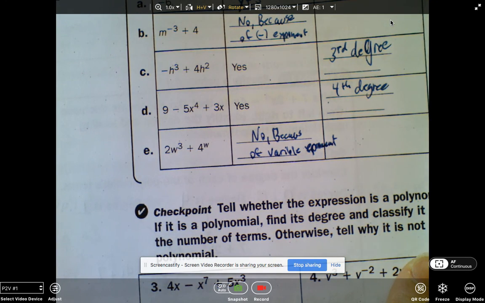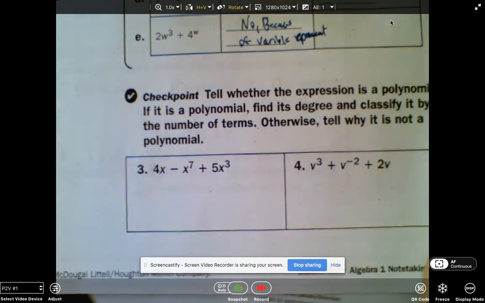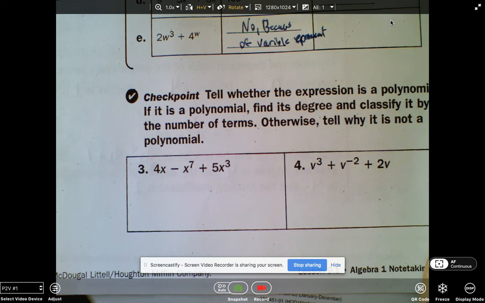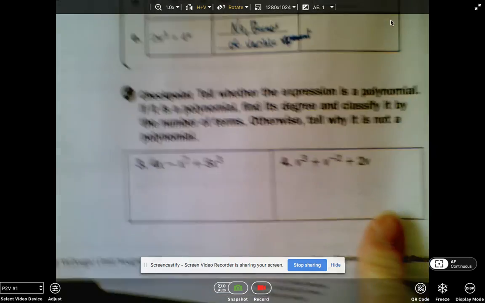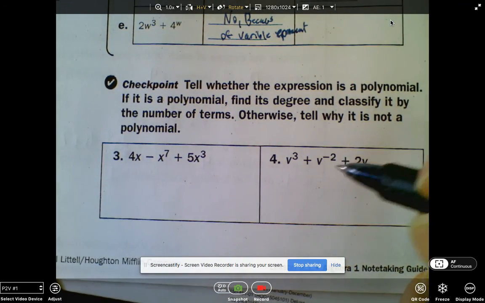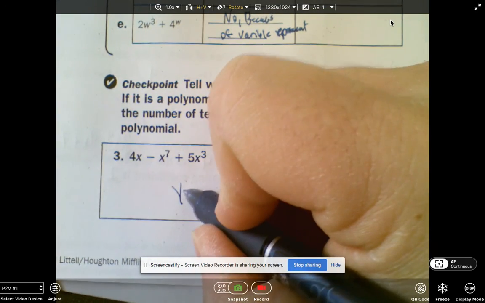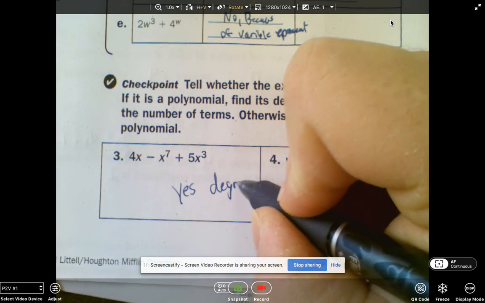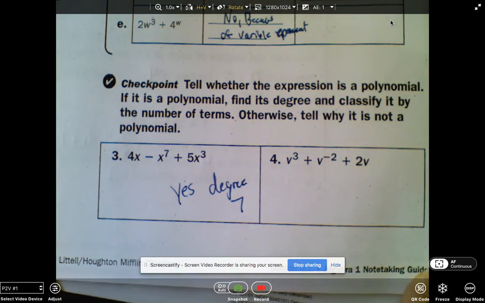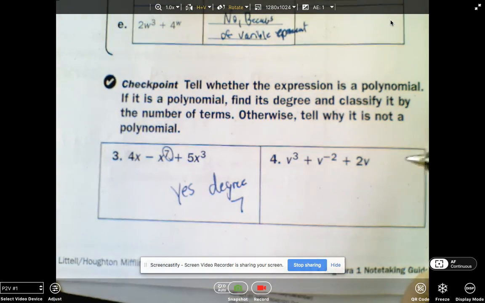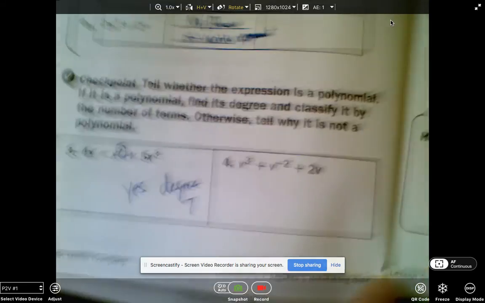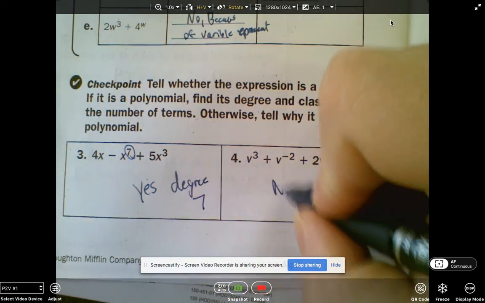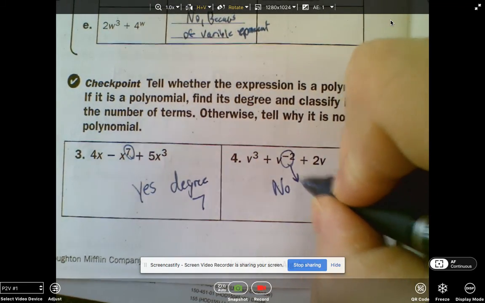Okay, so let's try another checkpoint. Just write yes or no for these. And then it says find its degree and classify it by the number of terms. So you can just write its degree, it's fine. So this one was a yes, degree 7, right here. And this one would be a no, because of that negative exponent.